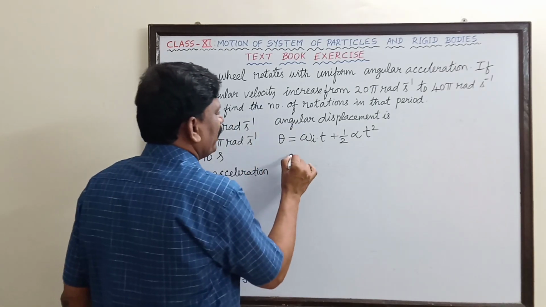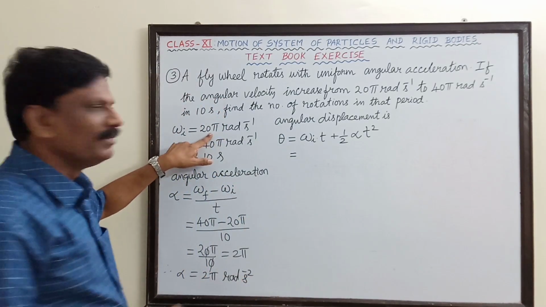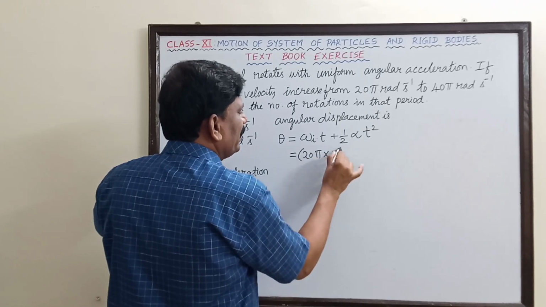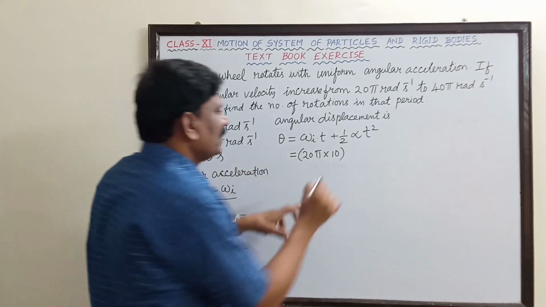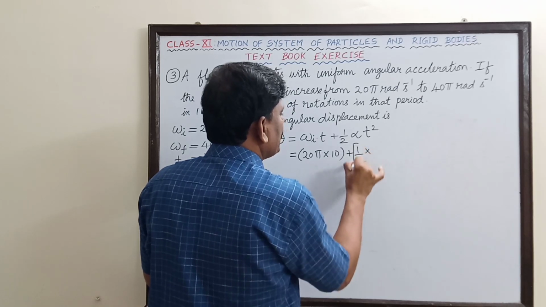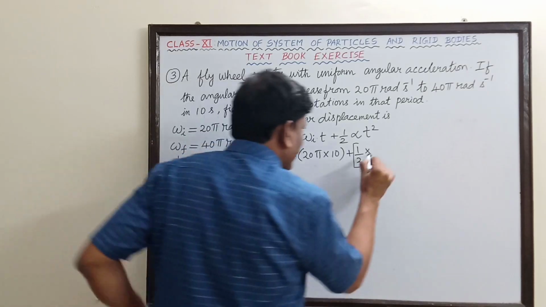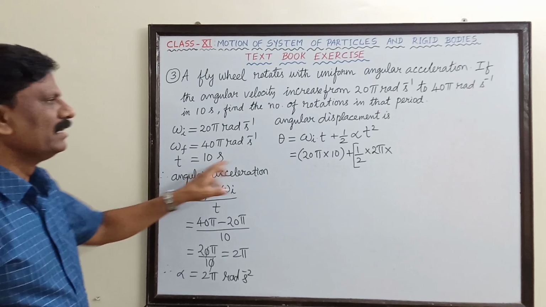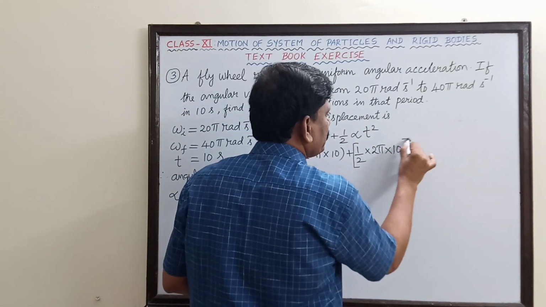So what is the angular displacement equal to, we will find out. Omega initial is 20 pi, so here this is 20 pi into time, which is 10 seconds. I have substituted t equal to 10 seconds. Then the second term: half into alpha, which is 2 pi, into t square. Now t is 10, so t square is how much? 100.